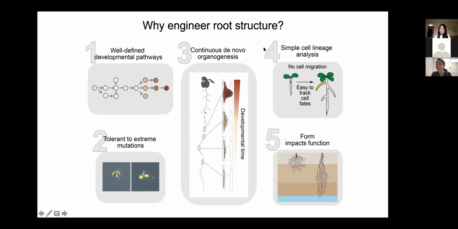Finally, there's very simple cell lineage analysis because there's no cell migration in plants. So a cell stays put and you can actually follow its trajectory in time very easily. And finally, the structure of the root system is really important for the function or survival of the plant. So right away, if we can engineer root structure, we can have an impact on the plant's ability to survive in a challenging environment.